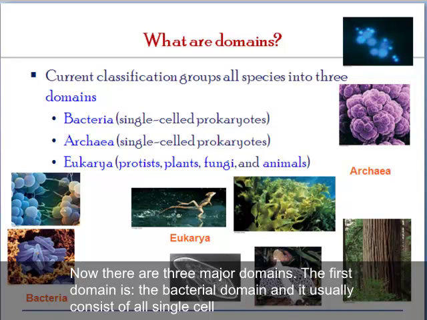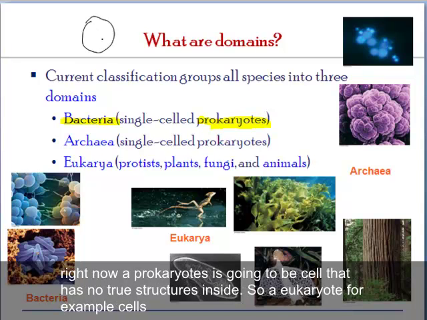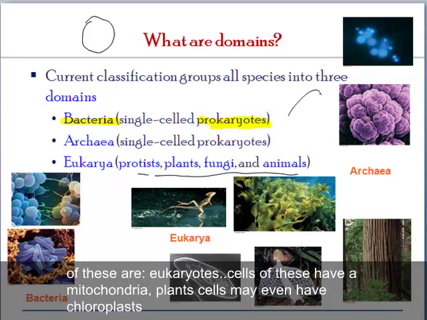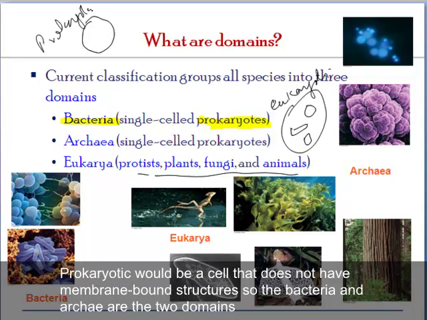Just three major domains. The first domain is called the bacterial domain. They usually consist of all single cells, and these single cells are all prokaryotes, and we'll spend a good amount of time on what prokaryotes are. Just to give you an example right now, a prokaryote is a cell that has no true structures inside. Cells of eukaryotes have a nucleus inside, they have mitochondria. A plant cell may even have a chloroplast. So all these membrane-bound structures present inside are in eukaryotes. A prokaryote would be a cell that does not have membrane-bound structures.